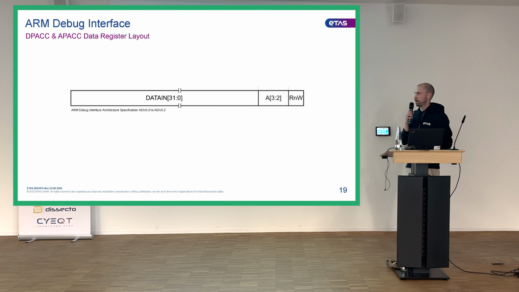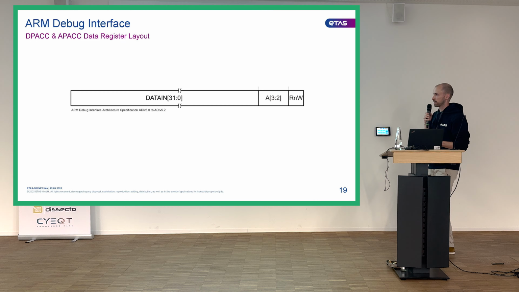Now, these instructions always have a size of 35 bits, which we've seen in the table before. So I can always tell whether I want to read or write the register. Then I have 2 bits of addressing, which allows me to access 4 registers, basically. And then I can exchange 32 bits of data. So if I write something, I can always write 32 bits. If I read something, I can always read 32 bits.